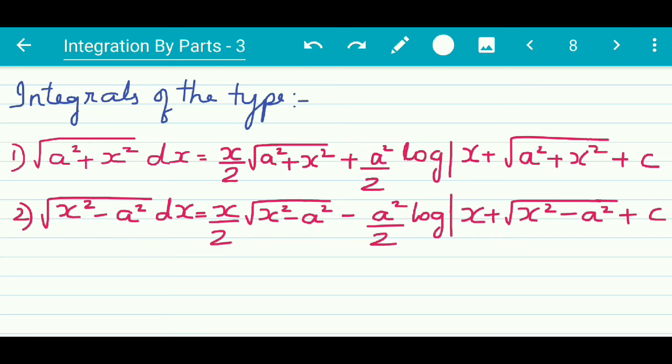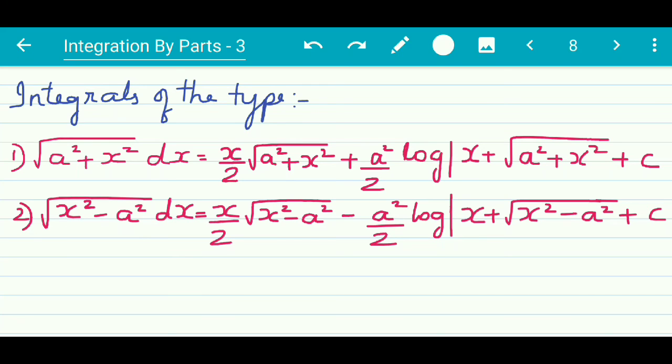Now for the next remaining 2 sums of question 4, these are the remaining two formulae for integration by parts, which I want you all to study. Okay, the first formula, observe the formula, very similar formulae these are. The first formula, if the sum is of this type, that is root of a square plus x square dx, then the answer comes out as x upon 2 root of a square plus x square plus a square upon 2 log mod of x plus root of a square plus x square plus c.